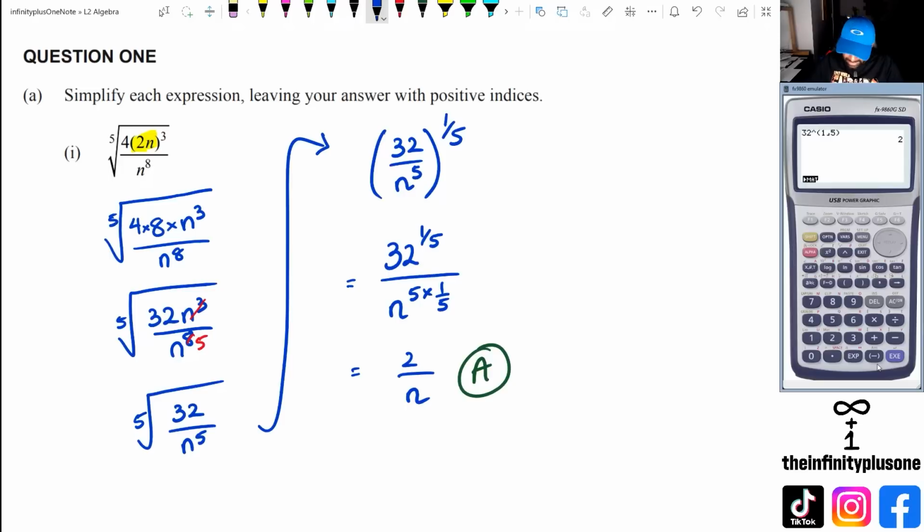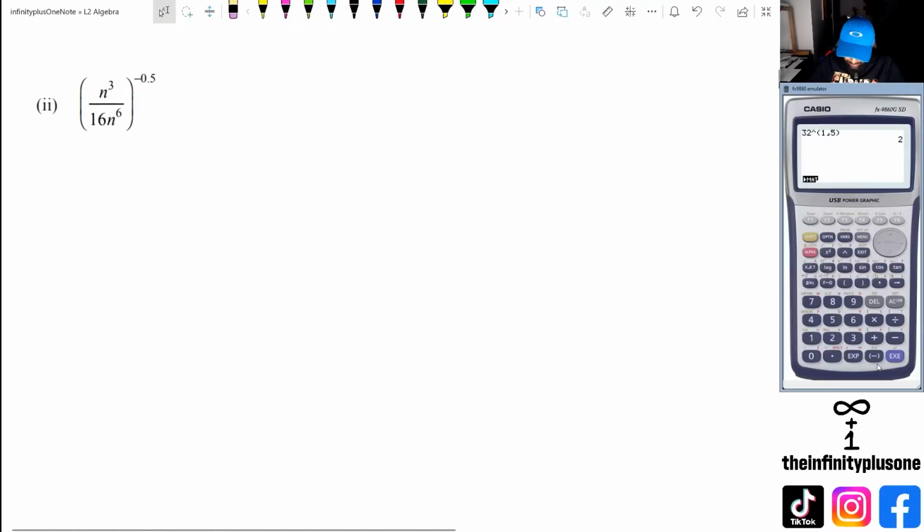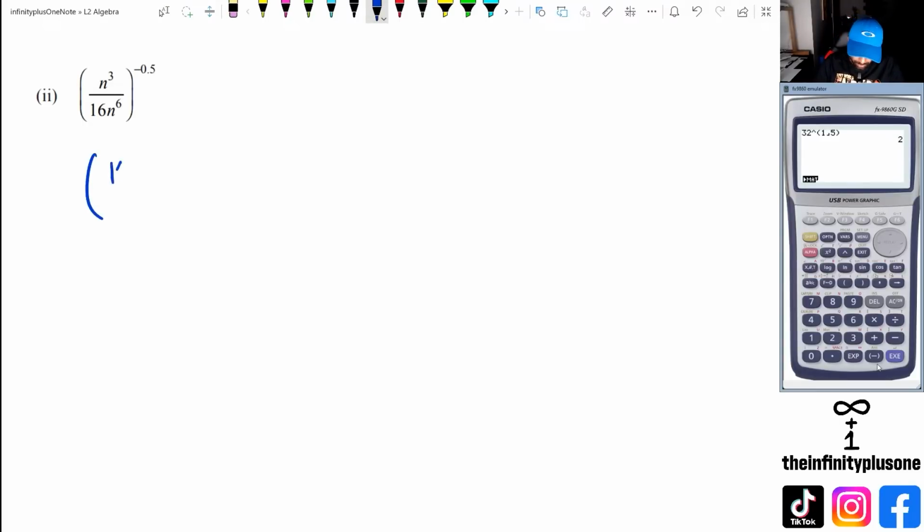Moving on to question a, part 2. There's a couple of ways you could do this. You could get rid of the n first and then deal with the negative power, whichever one is comfortable for you. The one I'm going to do is get rid of the negative 0.5 first, which means if I want to get rid of a power that's negative, all I've got to do is flip the whole fraction upside down and then put it as positive 0.5.